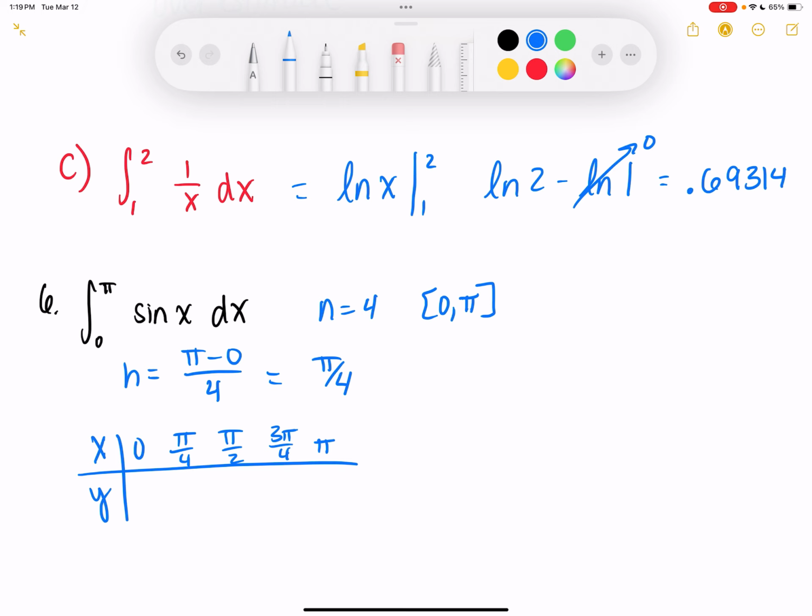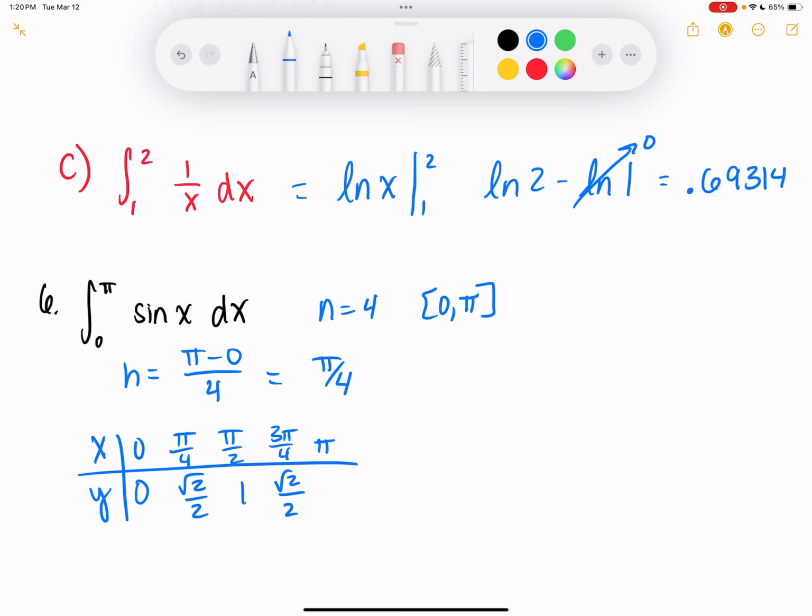Like this one. What is the sine of 0? That would be 0. What is the sine of pi over 4? Root 2 over 2. What's the sine of pi over 2? 1. Sine of 3 pi over 4? Root 2 over 2. And of pi? 0.